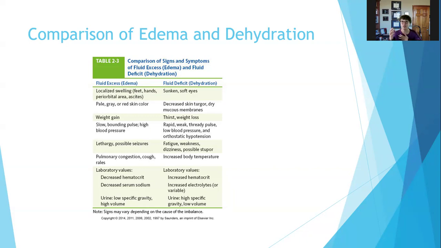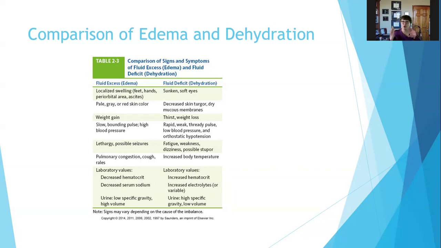Dehydration can also cause orthostatic hypotension, which is when you stand up from a lying down or seated position and your blood pressure drops. It can make you feel dizzy, which is in the next section: dizziness, fatigue, weakness. And with edema, lethargy and possible seizures, since cerebral edema can cause seizures. Pulmonary congestion, cough, and rales, which is the sound of the fluid moving in the lungs. Increased body temperature for dehydration.